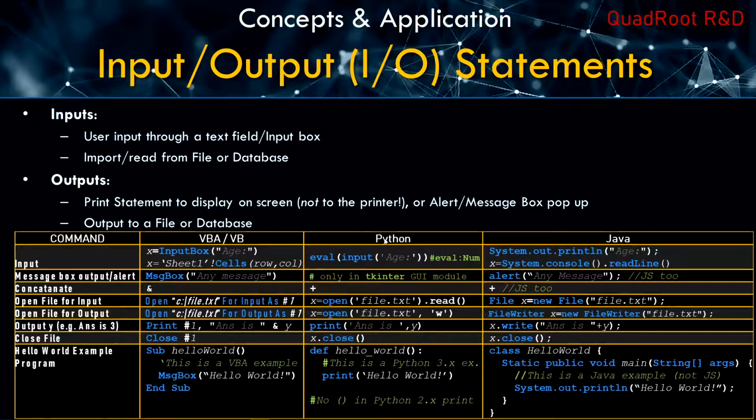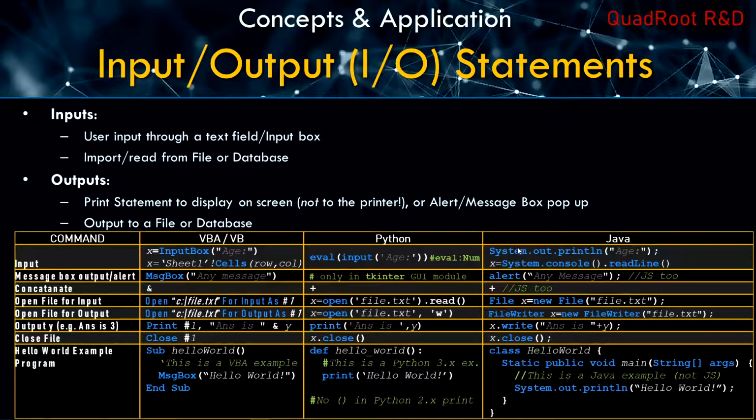Now in Python, you can prompt the user using the input keyword and then your message within single quotes and parentheses. And if you're expecting a number, then you have to use eval. Now eval evaluates a string into a number or converts a string into a number if it's like a number. So you don't use eval for string inputs.